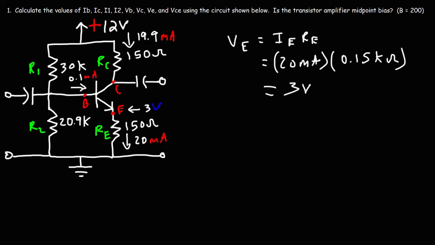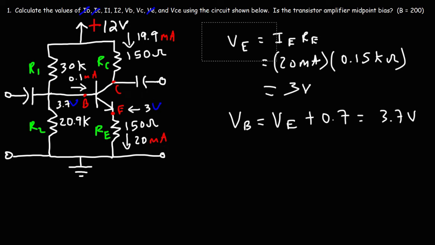So right now, we have the values of IB, IC, and VE. So now let's get VB. VB is going to be 0.7 volts more than VE. So 3 plus 0.7, that will give us a voltage of 3.7. So I'm going to write that here next to point B. So that's the potential there.